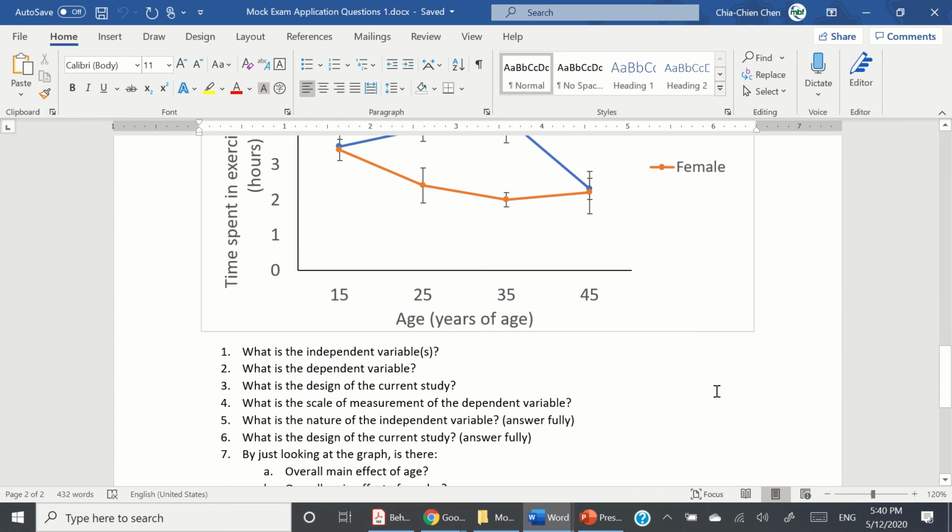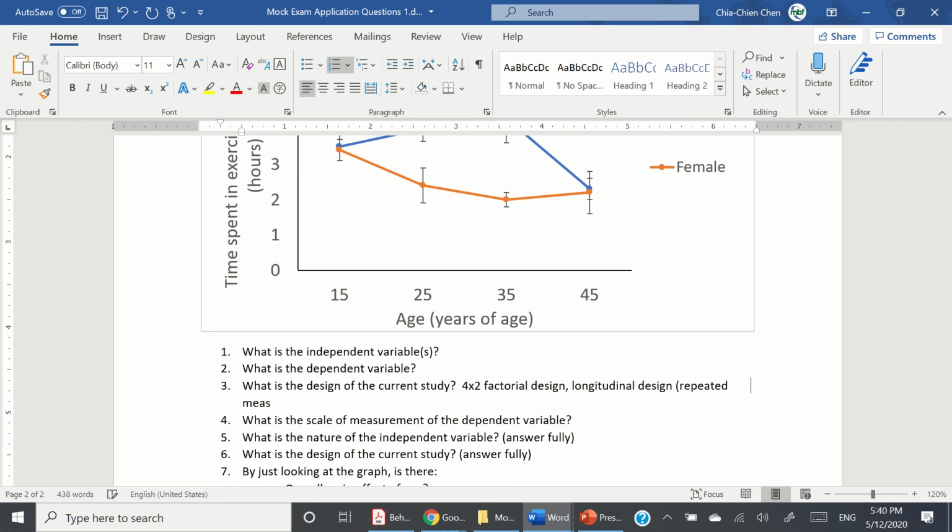And number three, what is the design of the current study? So this design, I'll write it down here, is a 4-by-2 factorial design, longitudinal design, which is also a repeated measures design.